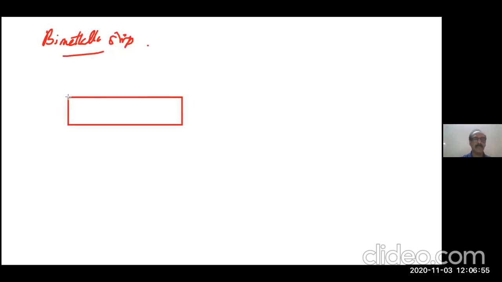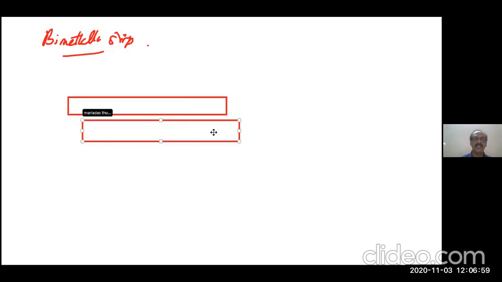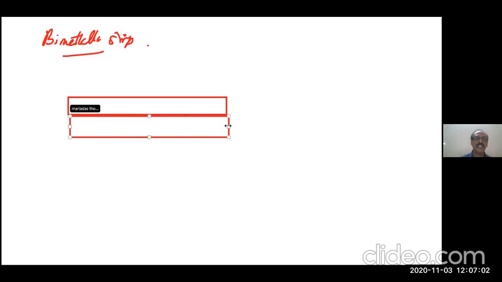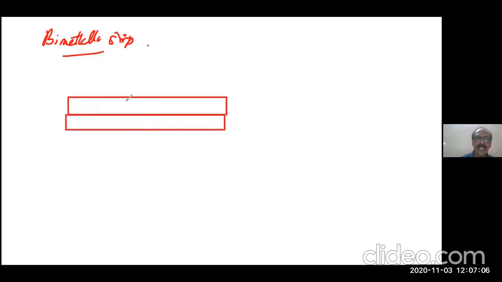Next heading, bimetallic strip. Look here. A bimetallic strip means there are two metal strips kept together like this. These two metal strips are made of different materials. Say, for example, this is aluminum and this is copper. This has a coefficient of linear expansion of 1.01 into 10 to the power minus 5 per Kelvin, and this has 5.01 into 10 to the power minus 5. That means copper has more expansion. If you are heating it, both will expand, but aluminum will expand less and copper will expand more.